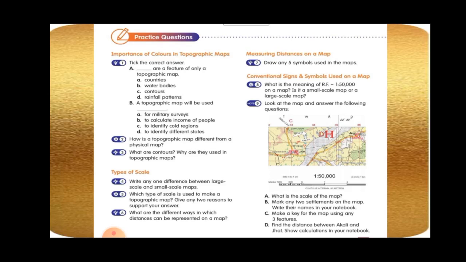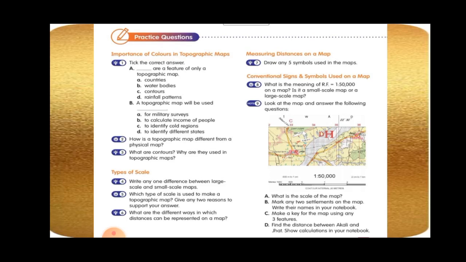Now, question number 7. Draw any 5 symbols used in the maps. So, students, open page 29 of your content book and look at figure 7. Then draw any 5 symbols used in the maps, in that map. Okay. Now move to question number 10.